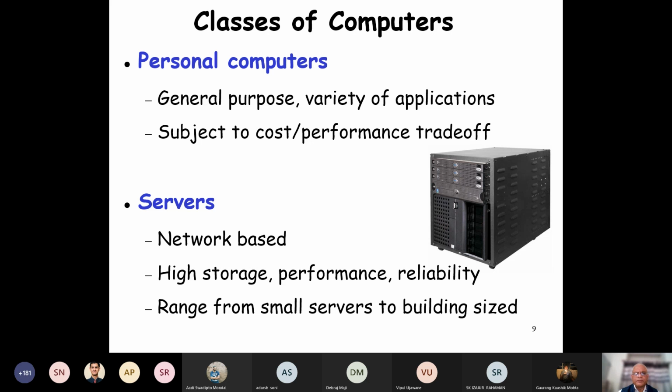The personal computers are normally used for a variety of applications. On one hand, we do word processing. On another, we watch a small video. We have video conferencing. We do Excel. We listen to music, etc. So the personal computer is used for a variety of applications, with a cost-performance trade-off. On the other hand, the servers by definition are accessed by many users through a network. A large number of users request service here.